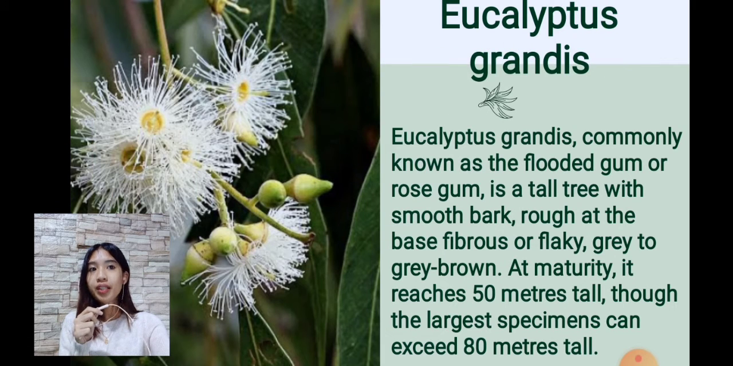We have Eucalyptus grandis. It is commonly known as the flooded gum or rose gum. It's a tall tree with smooth bark, rough at the base, fibrous or flaky, gray to gray-brown. At maturity, it reaches 50 meters tall, though the largest specimen can exceed 80 meters tall.